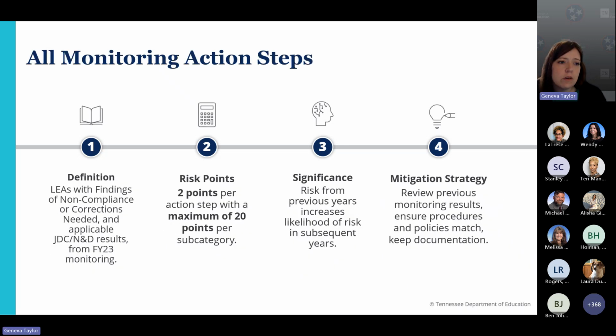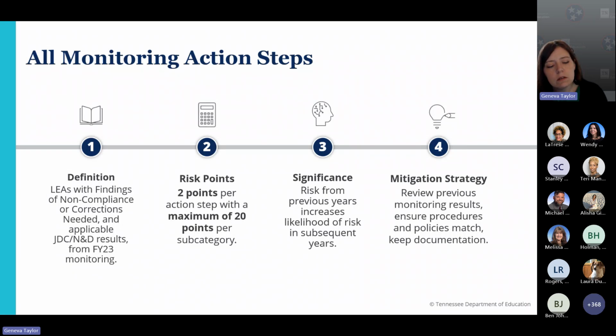In all categories, we have results-based monitoring action steps listed. These are LEAs with findings of noncompliance or corrections needed. That also includes our JDC and N&D results from FY23 monitoring forward. That has also been included.